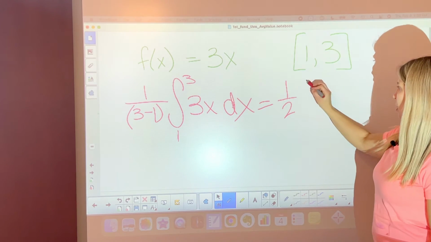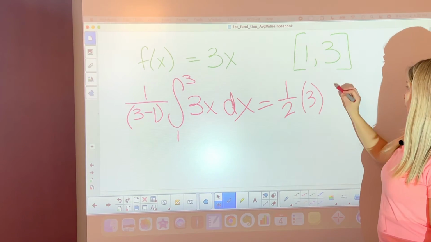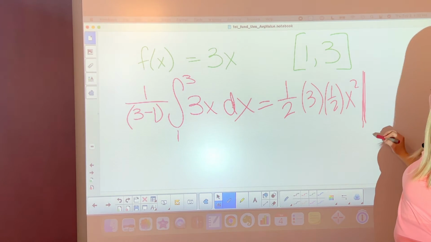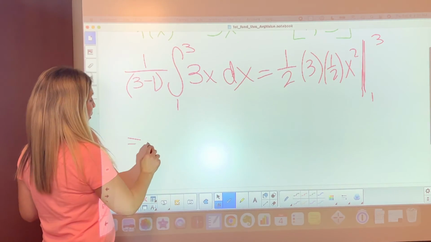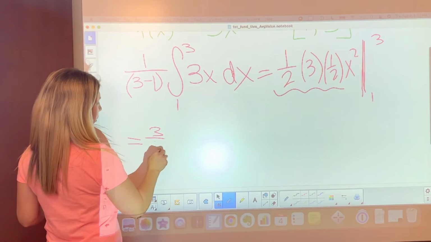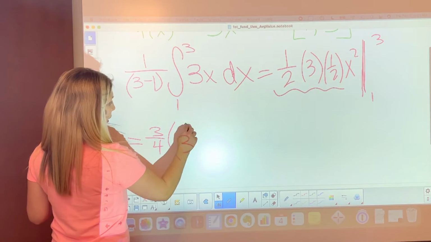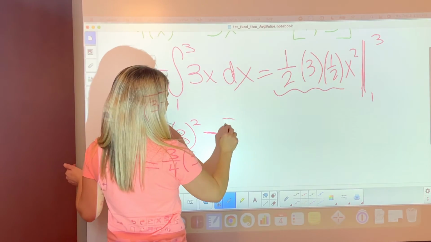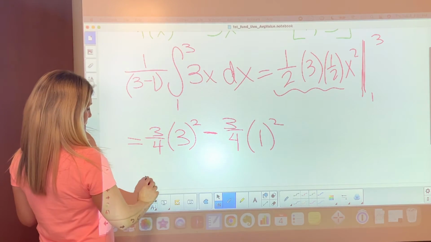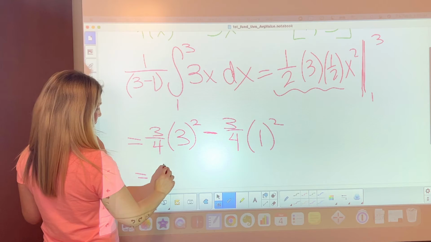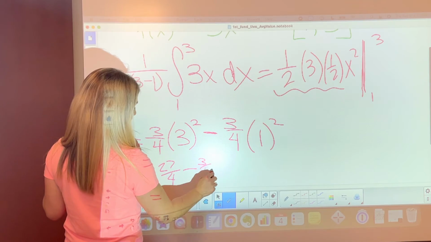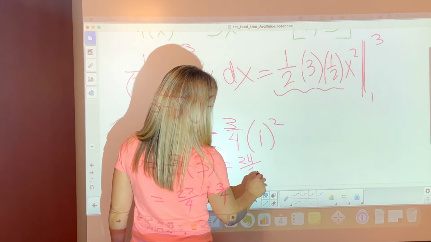Let's integrate this thing. The 3 stays. Your x, you add an exponent and put 1 over that exponent out front. And then you're going to evaluate it from 1 to 3. So now as we simplify this mess right here, we have 3/4 x, and I'm putting in my x value, 3 squared minus 3/4 x, 1 squared. 3 squared is 9. 9 times 3 is 27. 27/4 minus 3/4. 24/4. So you have 6.